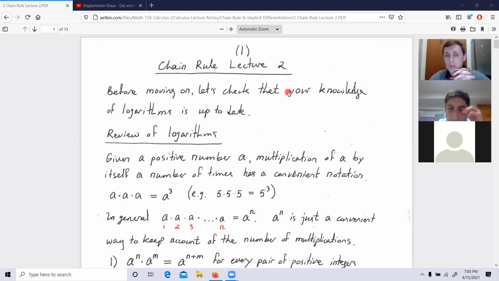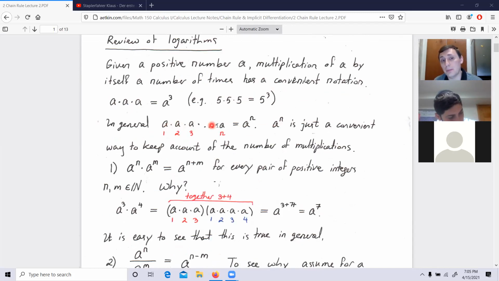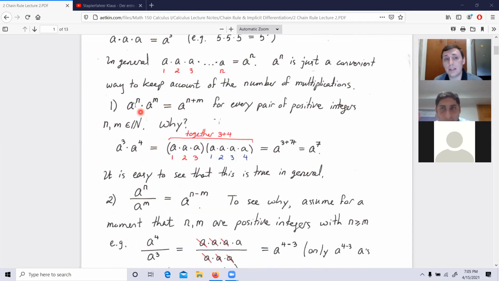So let's see if you remember logarithms. Given a positive number a, multiplication of a with itself is simply represented with an exponent. So a times a times a is a cubed. So for example, 5 times 5 times 5 is 5 cubed. In general, if I multiply a by itself n times, I get a to the n. We know that with positive integers there is this power rule: a to the n times a to the m is a to the n plus m, and that's simply keeping account of the number of multiplications that we carried out.